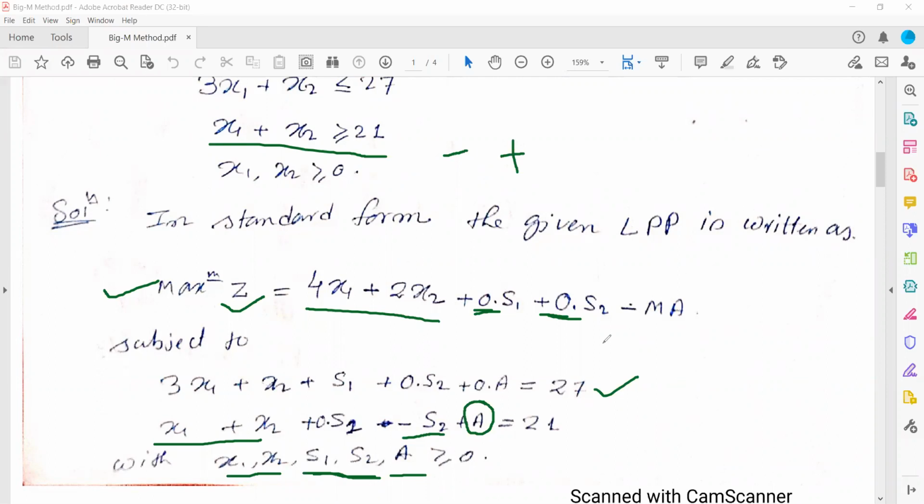Okay. So we need to introduce this artificial variable with penalty, and penalty is what here? That is your M. So big M method is also called the penalty method.